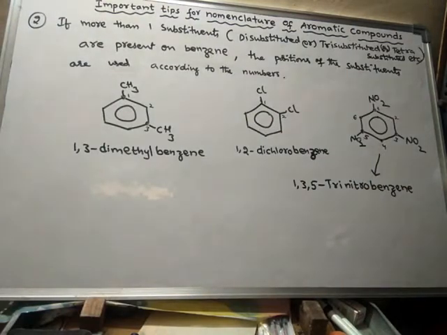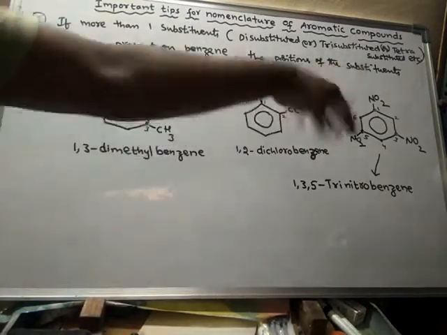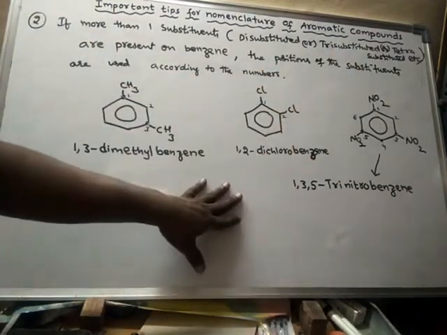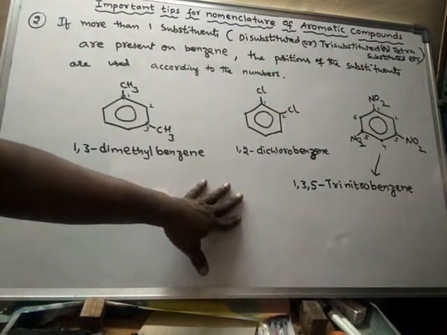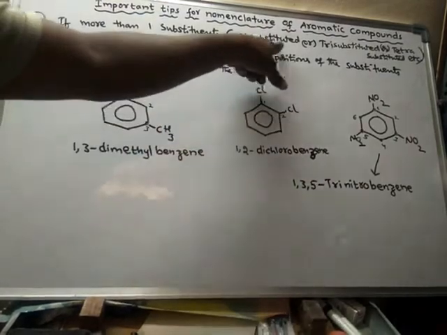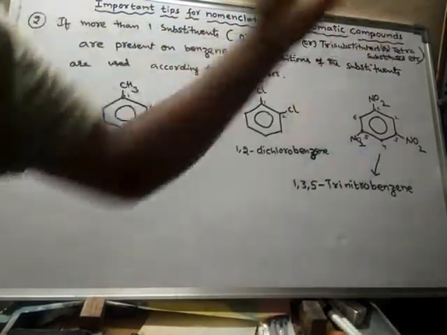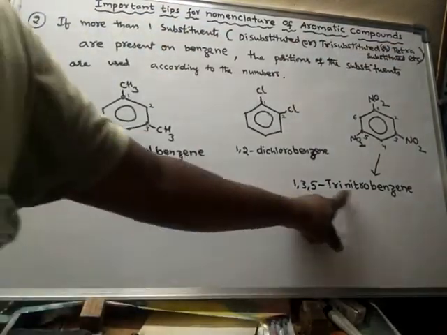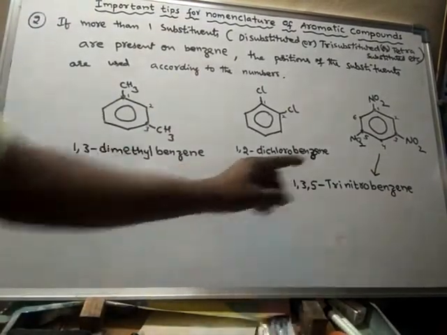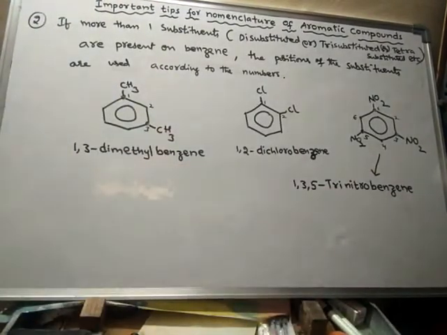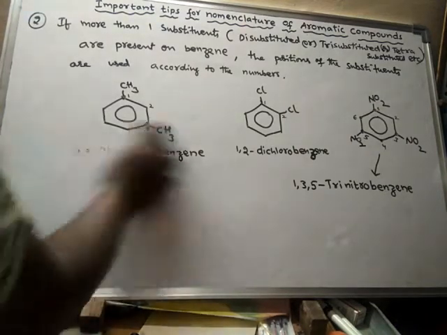So like this, if more than one similar substituent is present on the ring, they should be mentioned as disubstituted, trisubstituted, or tetrasubstituted. For example, trinitro, dichloro, dimethyl, so like this. So this is the second tip. Now we will learn the third tip.